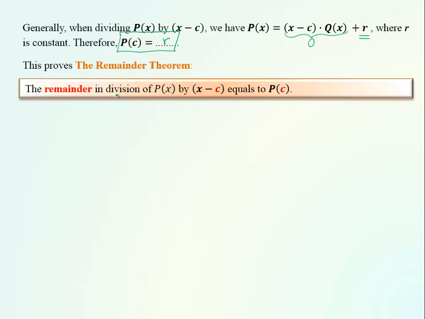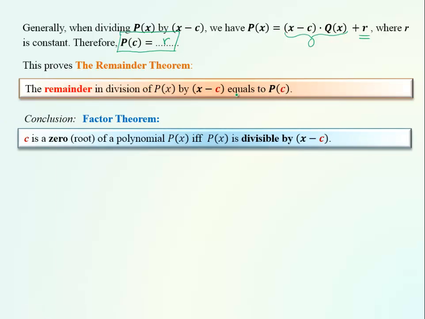So the remainder in the division of a polynomial p of x by x minus some constant equals the value of this polynomial at this particular constant. The conclusion from the remainder theorem is called the factor theorem, and it refers to observing the zeros of polynomial p of x. So a constant c is a zero or a root of a polynomial p of x if and only if p of x is divisible by the linear polynomial of the type x minus c.